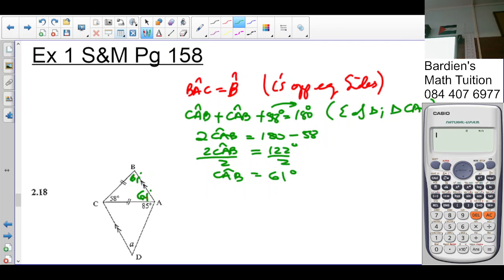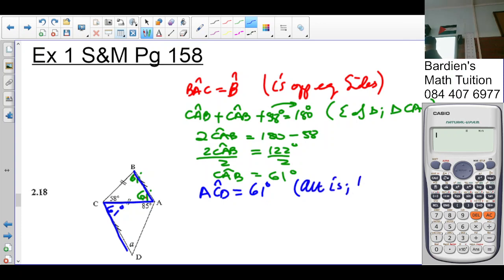Sorry? Now your alternate angles come into play here. Not so? This angle is 61 degrees. So you're going to say that ACD is equal to 61 degrees. Why? Alternate angles, with BA being parallel to CD. Now what can we say? What can we do now?